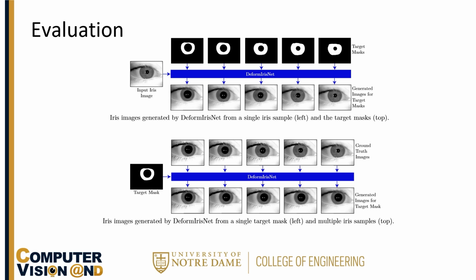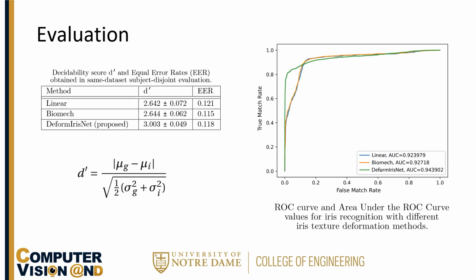images. So here we compare our model in terms of its iris recognition performance. So we use the decidability score, which assumes that the genuine and impostor distributions are Gaussian distributions and measures the distance between these distributions, equal error rates, and the ROC curve. So we find that in terms of decidability scores and the area under the curve, our model performs better than the linear and the biomechanical deformation model. But in terms of equal error rate, the results are not that apparent.